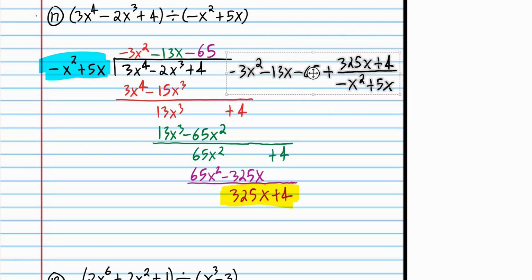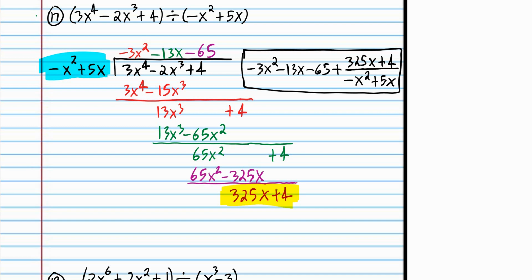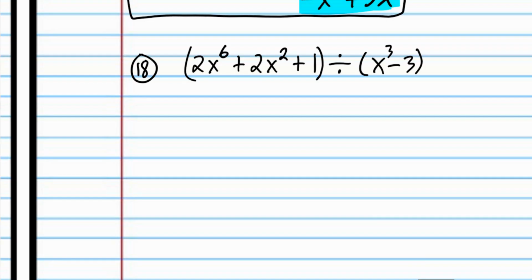Sorry, my pen is kind of doing some weird stuff. Let me write that negative more legibly. And that is the final answer. We got this denominator, that denominator came from the divisor, and the numerator came from the remainder. So if you got that answer, good job. So go ahead and try number 18. When you come back, we'll do it together.